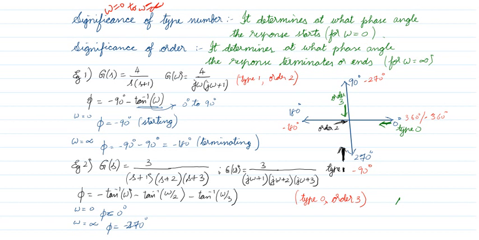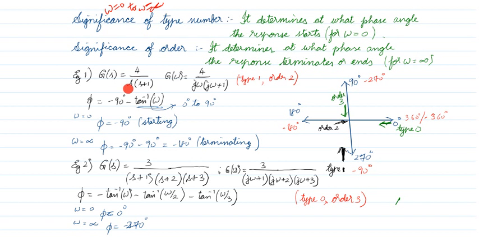Right. Next, what is the significance of order? It determines at what phase angle the response terminates, that is, at omega equal to infinite. That is why we say the type number determines at what angle the plot starts. Order indicates at what angle the plot terminates. Things will become clear when you look at these examples. Look at the first example.